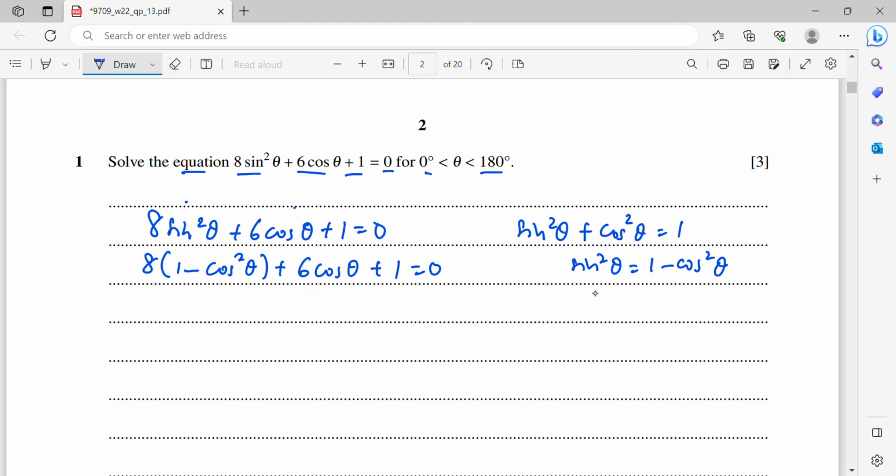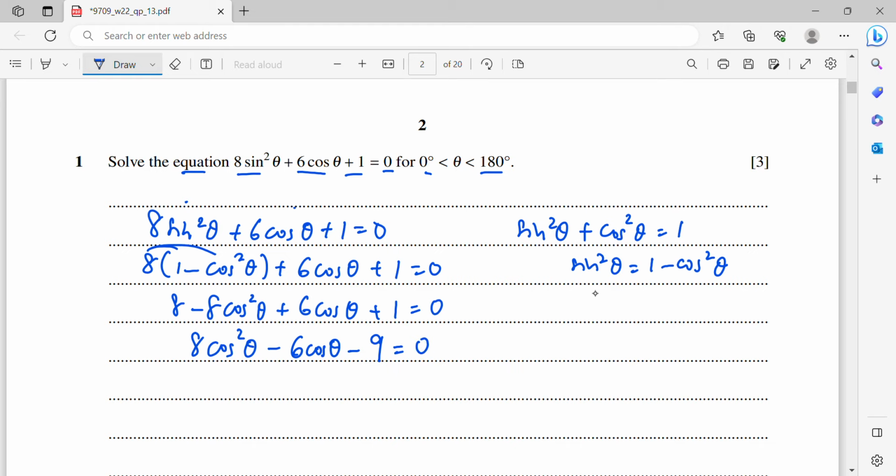Then from here, when you do expansion, you will be getting 8 minus 8 cos square theta plus 6 cos theta plus 1 equals 0. And now we are getting a quadratic equation in terms of cos theta. So let's rearrange it first. Move all the terms to the right hand side so that the coefficient for cos squared theta will be positive 8. Then you will be getting 8 cos squared theta minus 6 cos theta. So at first 8 plus 1 it will be 9, but after we move it to the right hand side it will be negative 9, that equals 0.